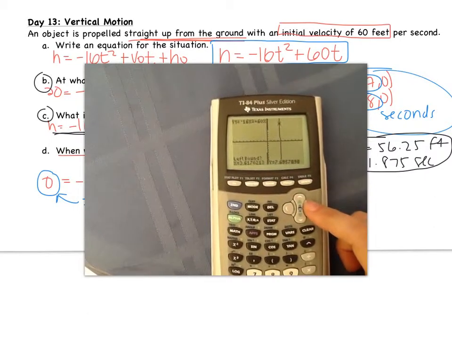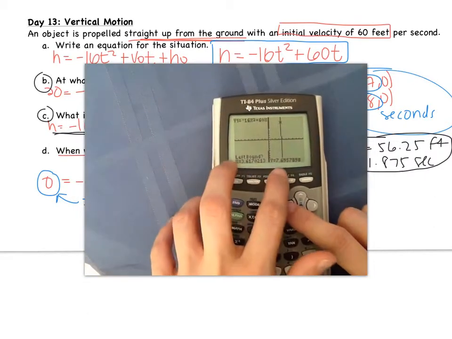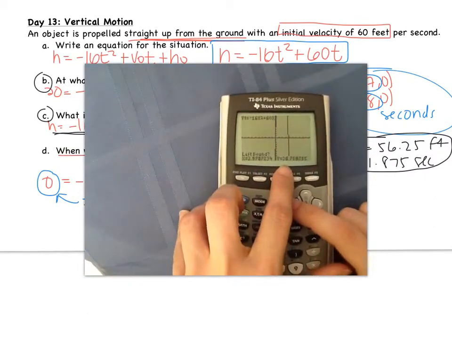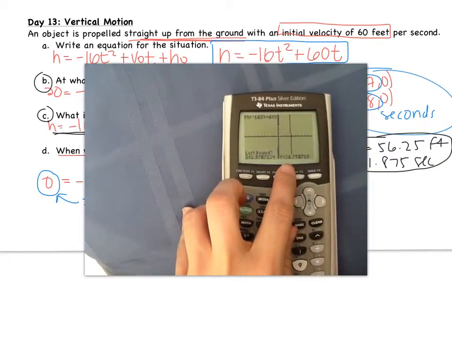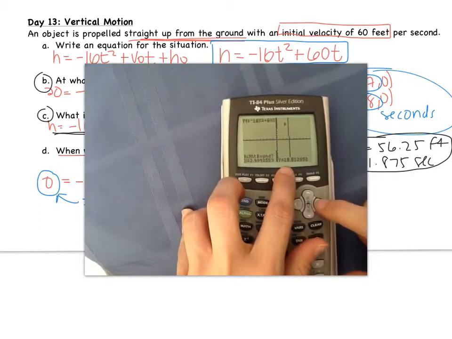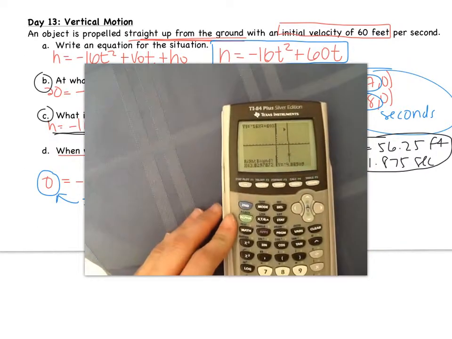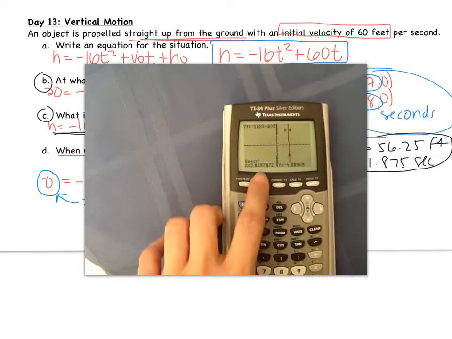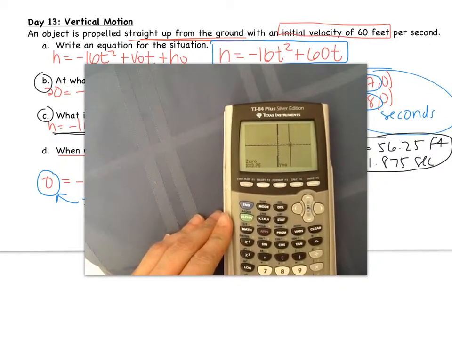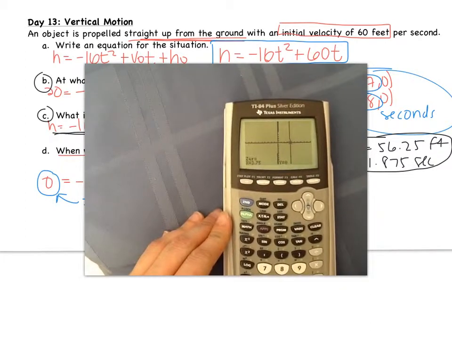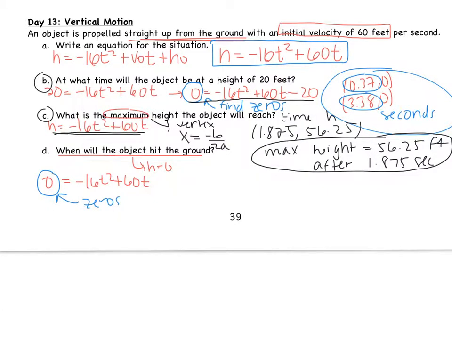Okay, now left bound. I'm going to notice when I hit left, my y is getting bigger. So that means the left bound is up here. So I'm going to hit enter. Now when I hit right, my cursor is going lower. So my right bound is below the axis. Do I want the calculator to guess? Yes, I do, so I hit enter one more time. So my zero occurs at 3.75. Okay, so answering the question, when will the object hit the ground? Well, the object will hit the ground after 3.75 seconds.